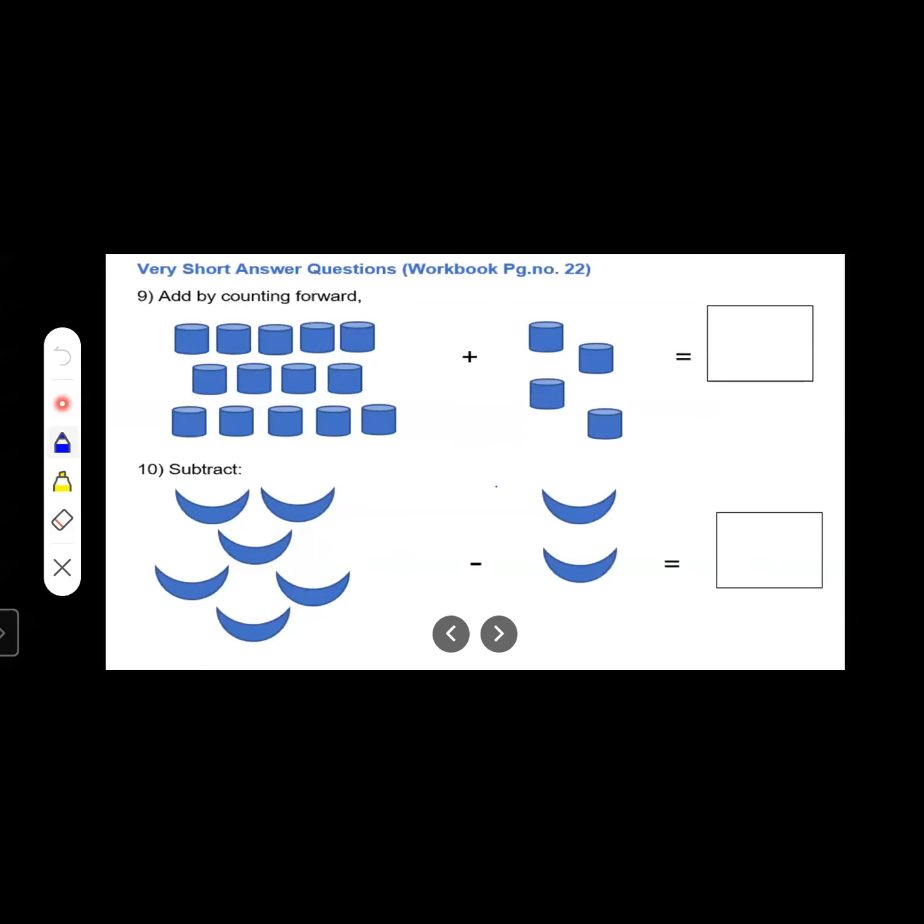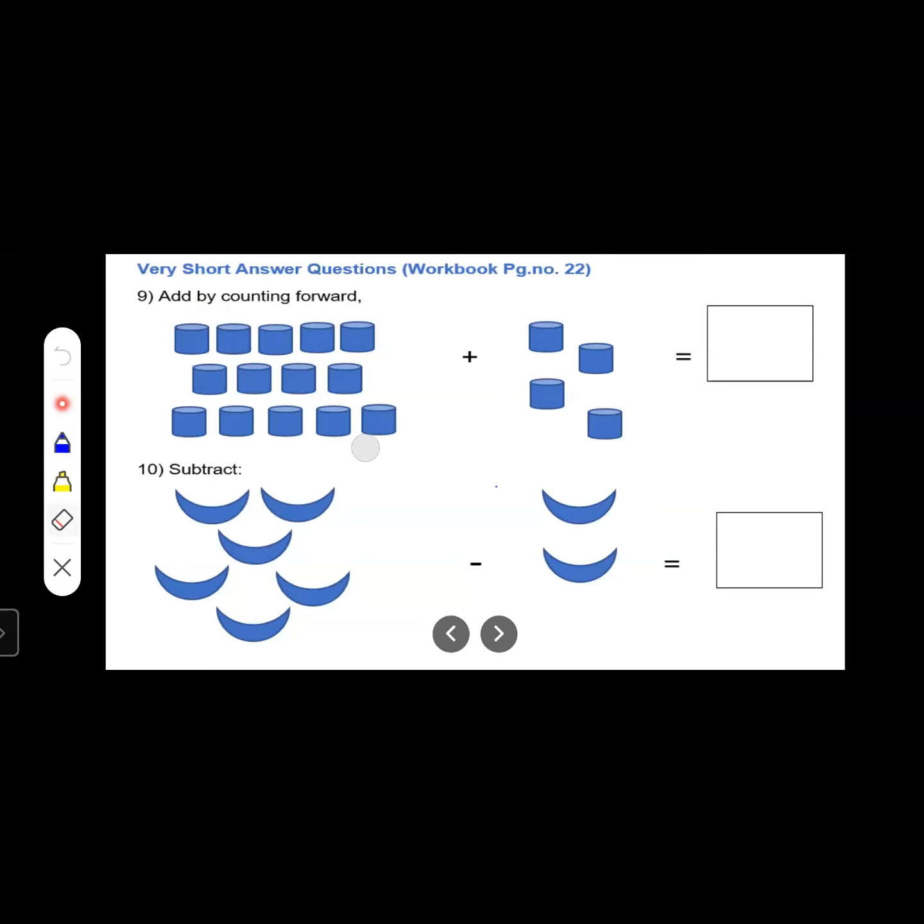So this is given in your workbook page number 22. Very short answer questions. Workbook page number 22. Ninth number question. Read the question loudly with me. Add by counting forward. Read it again. Add by counting forward. Everyone will do each and every question with me, whether you do it in your notebook or your workbook. Okay. So first we have to count the picture given.